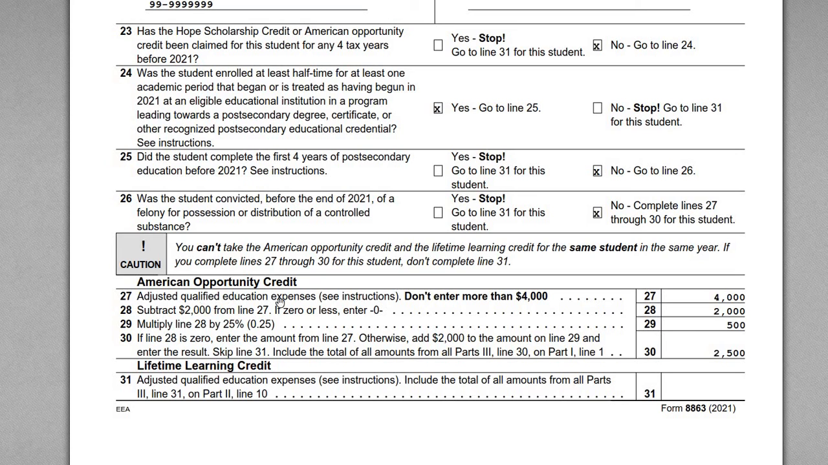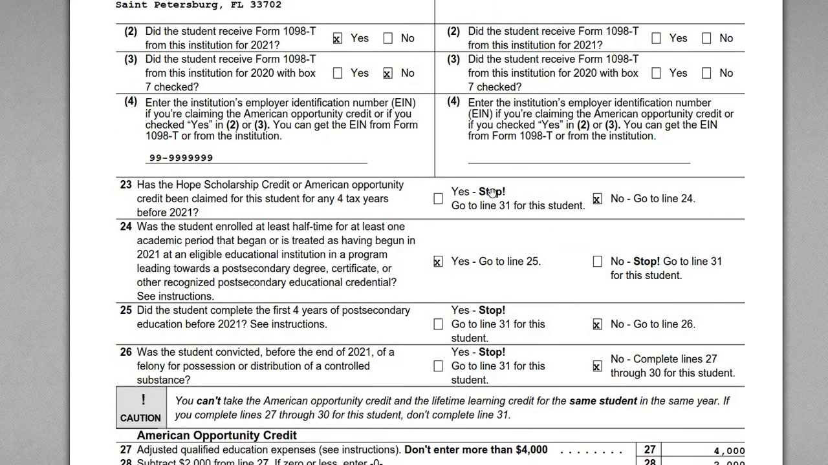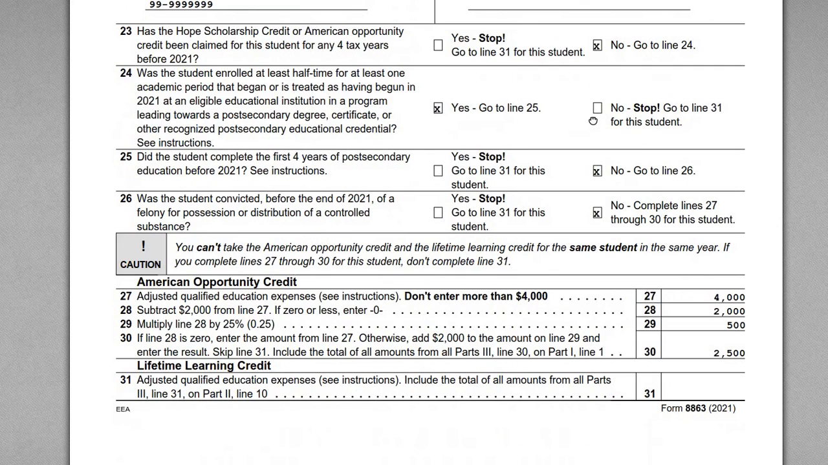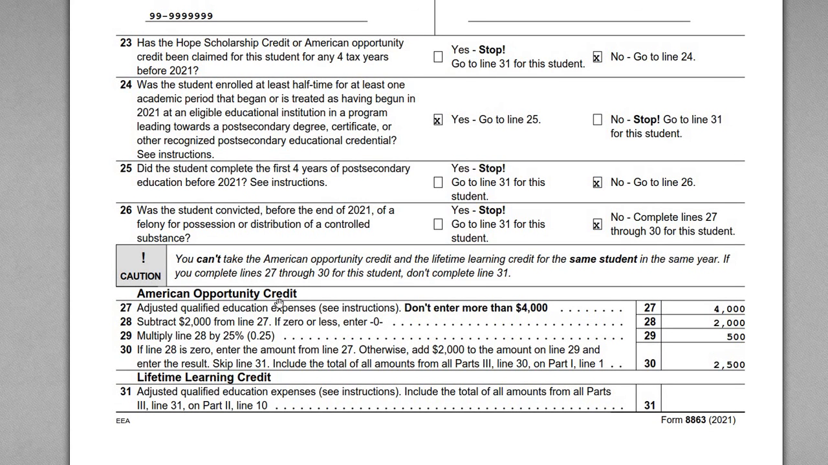Now, the American Opportunity Credit down here, lines 27 to 30, and then Lifetime Learning. You notice up here as you answer these questions, a lot of them, if you answer no, you can't get the AOTC, and you're jumped down to the Lifetime Learning. And so that's what they're really effectively doing here, is they're trying to weed out the availability of this AOTC. So the AOTC, we've determined that John does qualify.